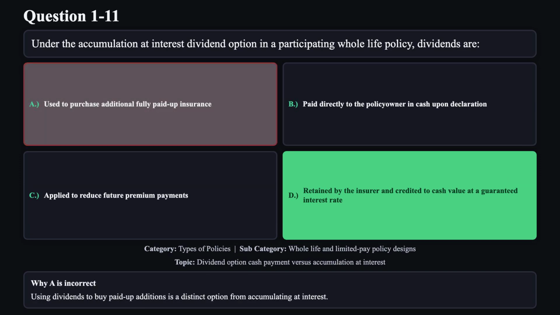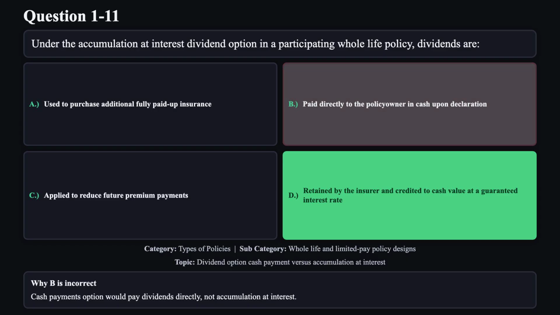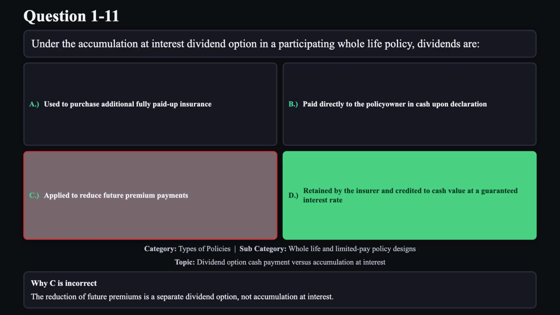Reason A is not correct. Using dividends to buy paid-up additions is a distinct option from accumulating at interest. Reason B is not correct. Cash payments option would pay dividends directly, not accumulation at interest. Reason C is not correct. The reduction of future premiums is a separate dividend option, not accumulation at interest.